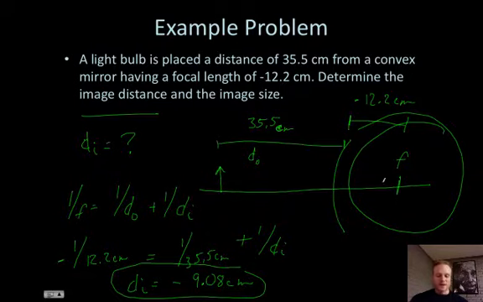Now, for the image size, I actually cut off a piece to this. I was supposed to tell you that this light bulb is 4 centimeters tall. So that is the height of the object. I'm going to make this screen black, and we will use our magnification equation.